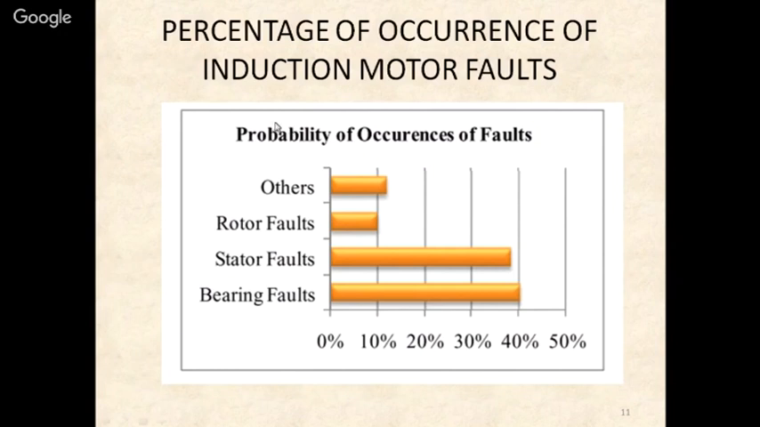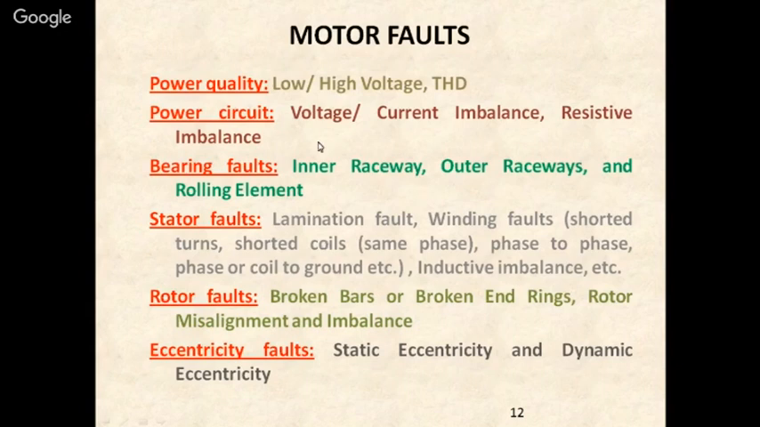These are the various statistical percentages of occurrence of induction motor faults. As you can see, bearing and stator faults are the most prevalent faults. These are approximately 70 to 80% of the faults which occur in induction motors. Then we have rotor faults as the third largest cause of failures. These are the various motor faults as we have discussed. Power quality is also one of the problems in induction motors.